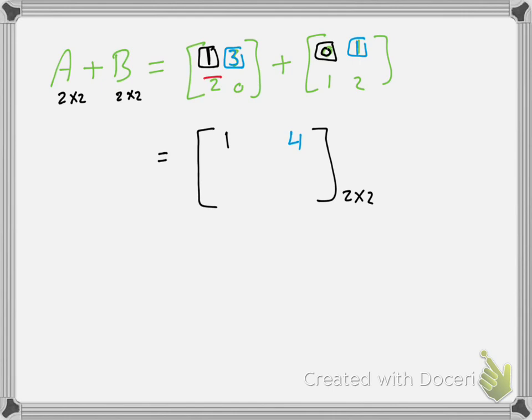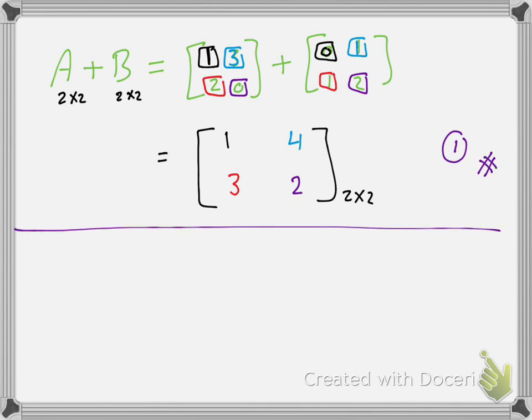In the same way, I will add this location to this location. They correspond to each other. Then 2 plus 1, which is 3. And in the same way, I have here 0 and I have here 2. They have the same location. They correspond to each other. Then when you add them, they will give you 2. Then the first requirement is now finished. I have the addition between matrix A and matrix B.